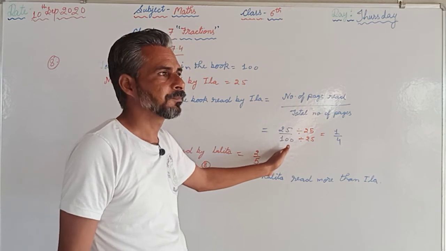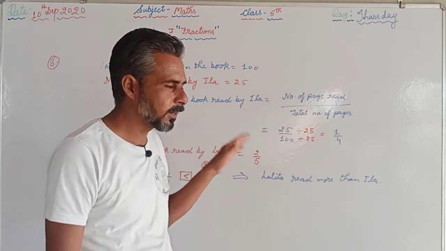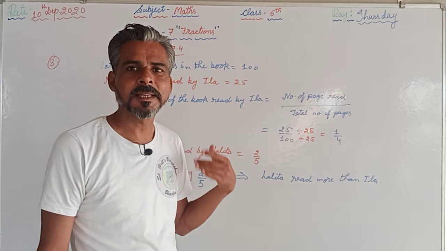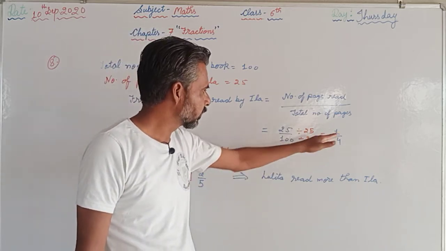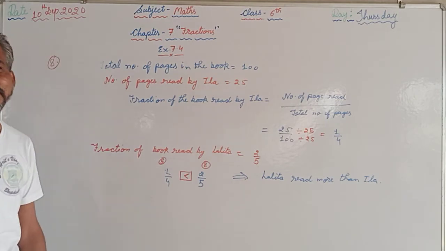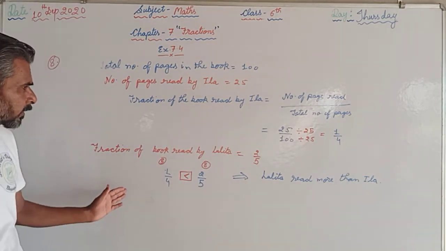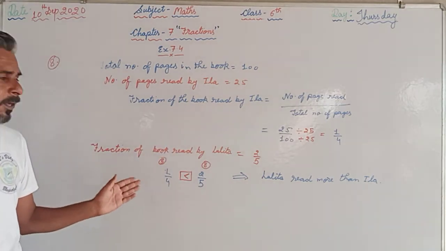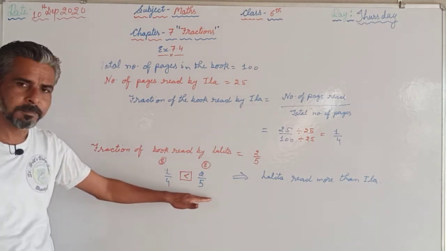So we are supposed to reduce that into the lowest form by dividing the numerator and the denominator by the same number, that is 25. 25 ones are 25, 25 fours are 100. 1 by 4 is the fraction of the book read by Ela, and it is also given that 2 by 5 of the book was read by Lalita. So afterwards we have compared.